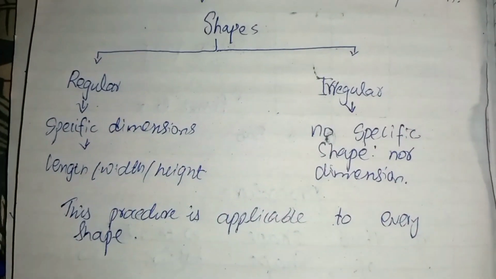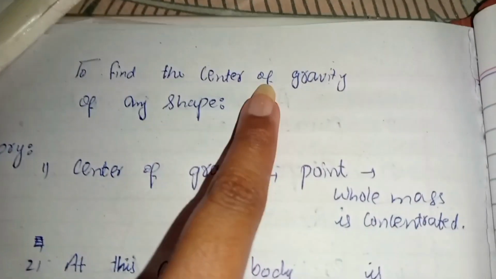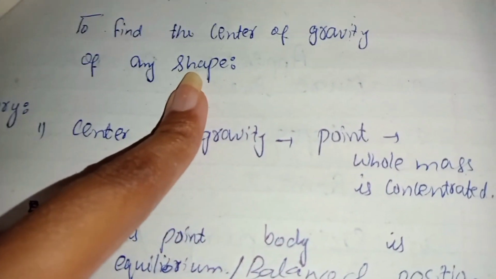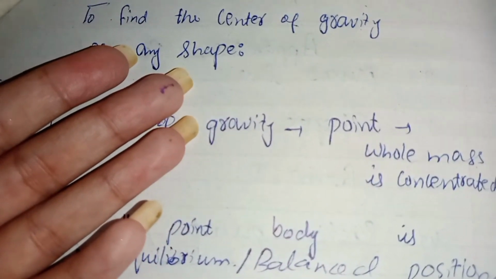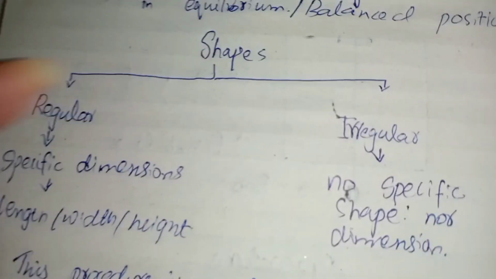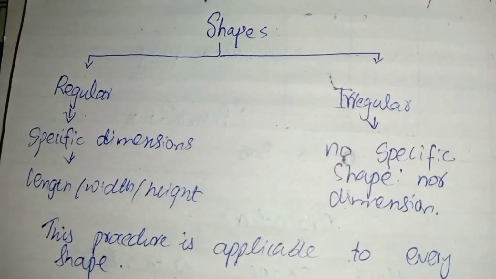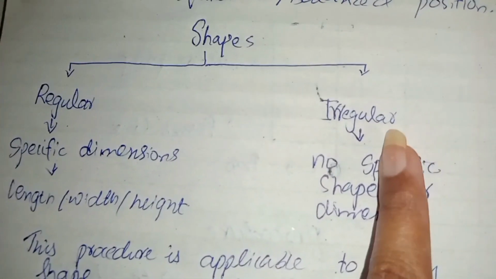The second term that is mentioned in the statement: one is the center of gravity, we have defined the term, and the second is the shape. So we should know how many types of shapes are there in the earth. There are only two types of shapes available in the universe. One is named as the regular and the other is the irregular.